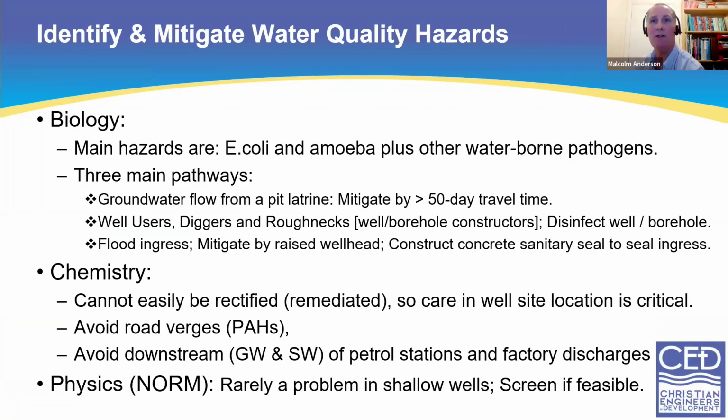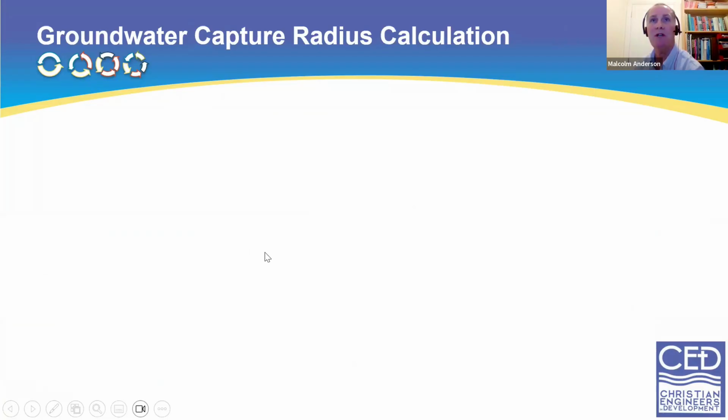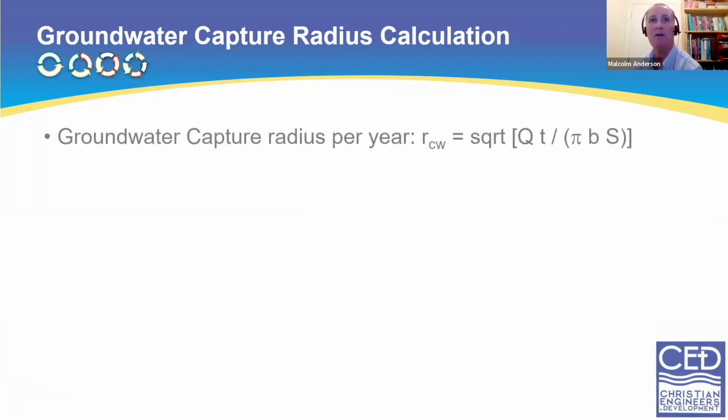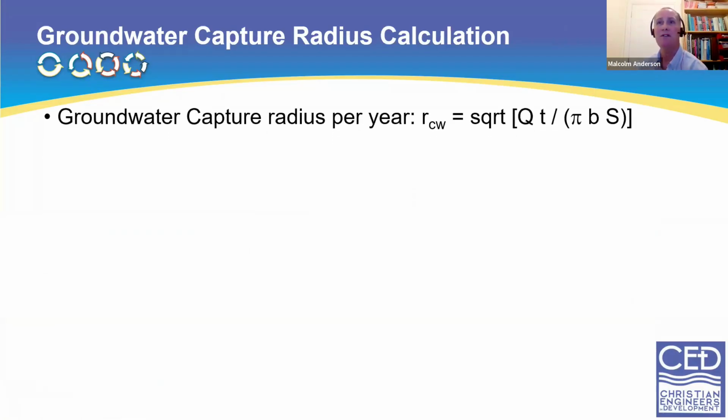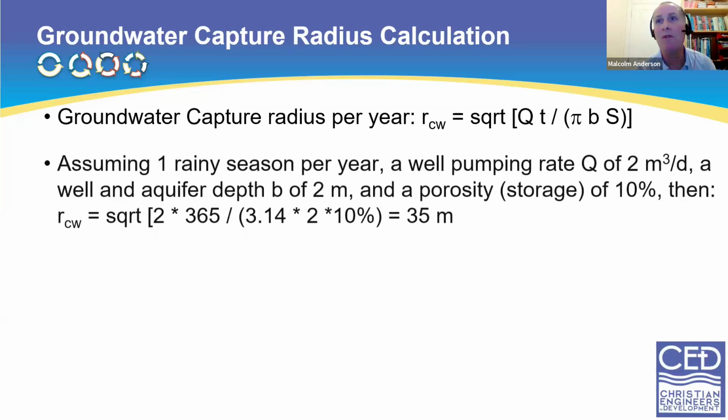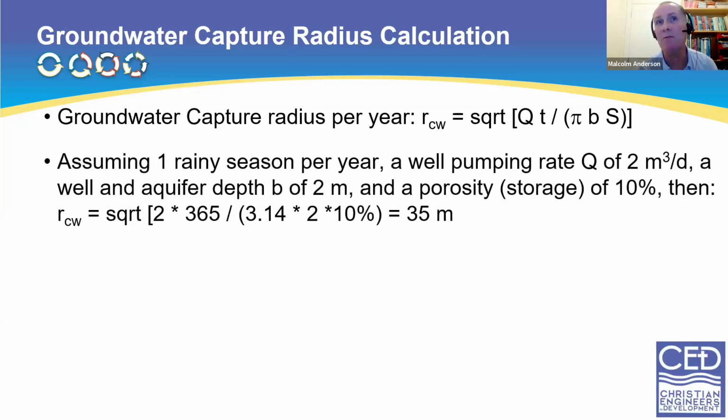I'm going to skip this one because we've gone through the water quality hazards and discussed this. And now we're just going to look at the capture radius calculation. So the equation I've just put up here is fairly straightforward. If you know how much water you're going to pump from the well, which is the Q, let's say it's 2 meters cubed per day. And let's assume there's one rainy season per year. So we'll assume that that's going to be pumped for 365 days of the year and then get replenished. So that's the T value.